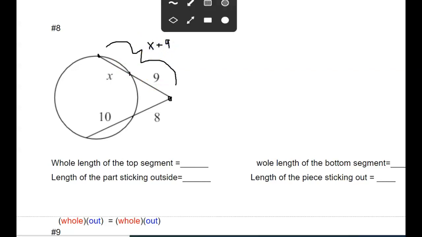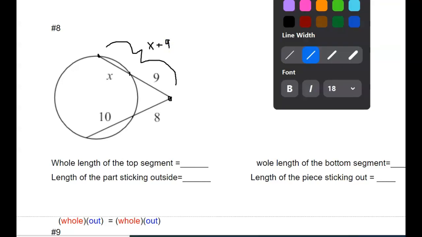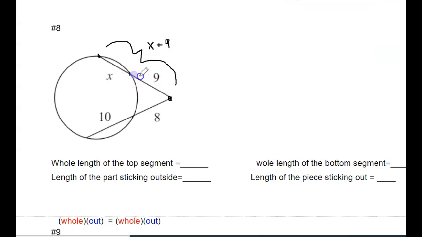Now I need to find the length of the piece sticking out. So the piece sticking out, I'm just going to highlight it, is this. So it's just 9. So the whole thing times the piece sticking out. So x plus 9 times 9. So let me write that. x plus 9 times 9. The whole thing times the piece sticking out.